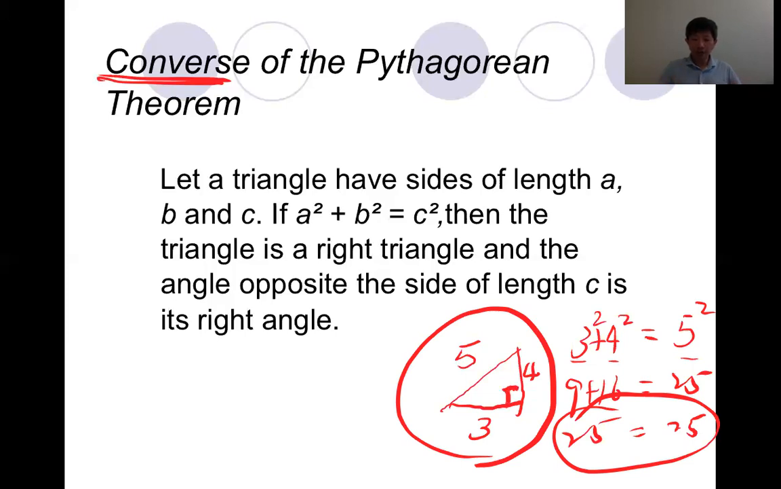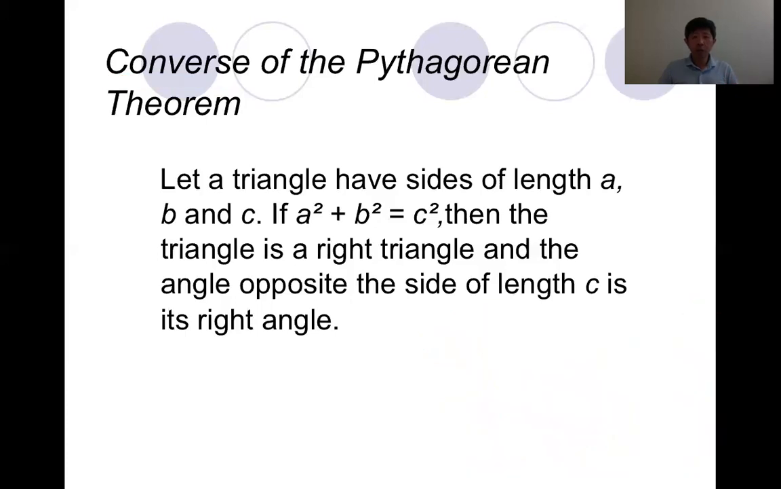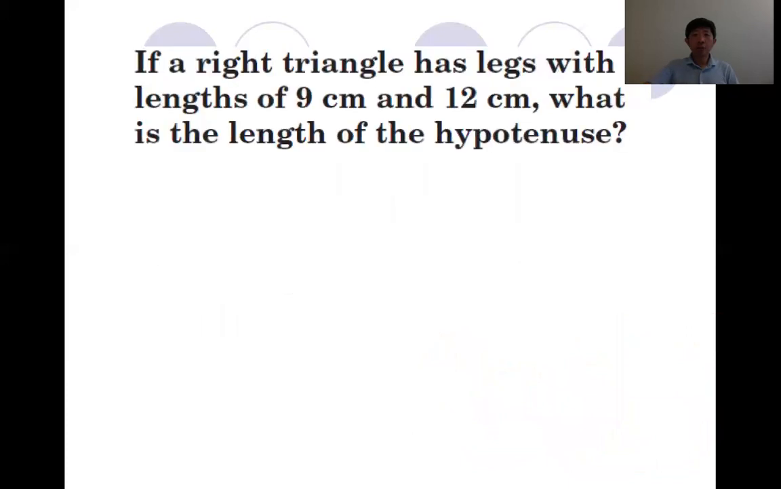So that is kind of the converse. We can find it out by using the Pythagorean theorem, and we can determine whether a triangle is a right triangle or not a right triangle. So now here's a problem.